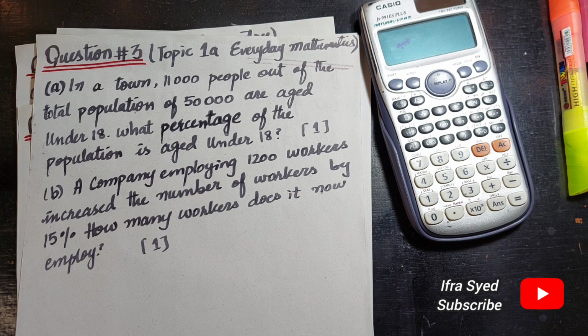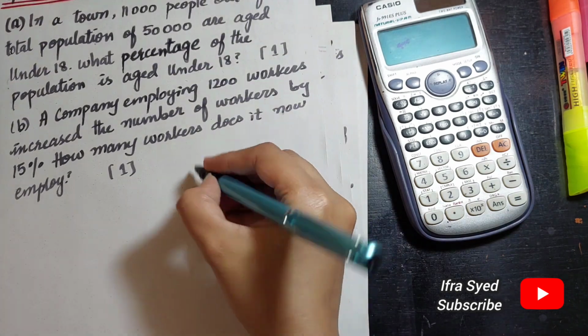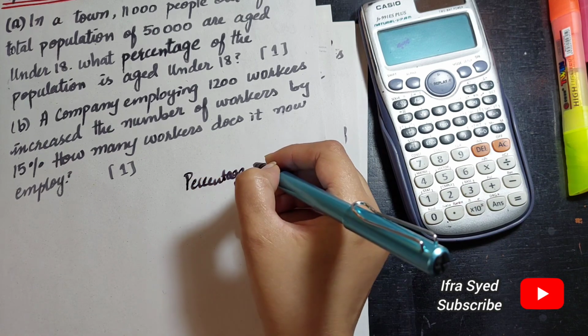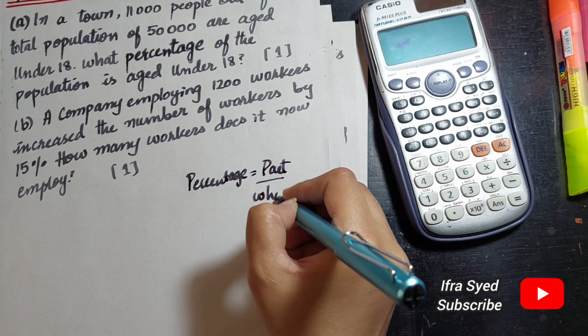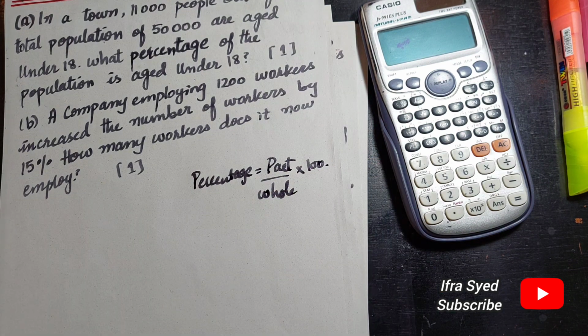So first of all, we must know about the formula of percentage. And the formula of percentage is equal to part divided by whole multiplied by 100. So this is the formula of percentage.